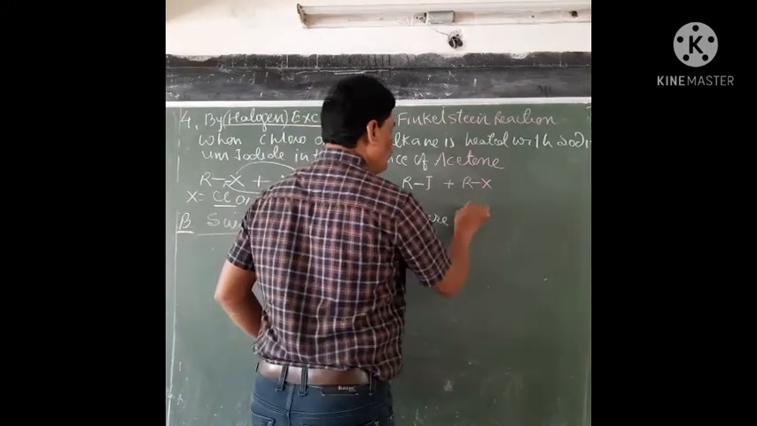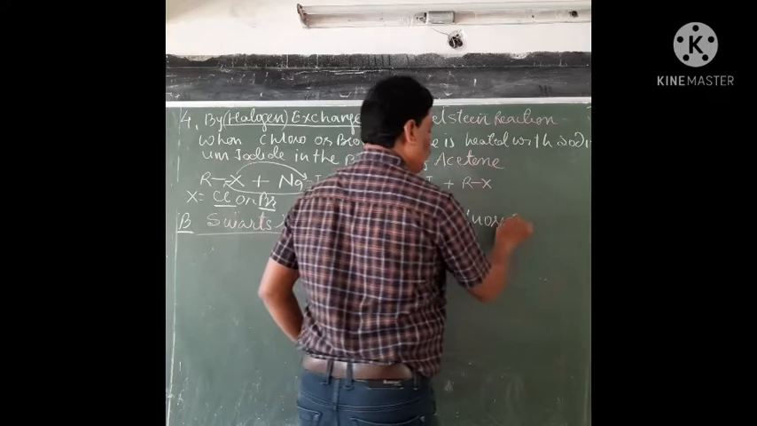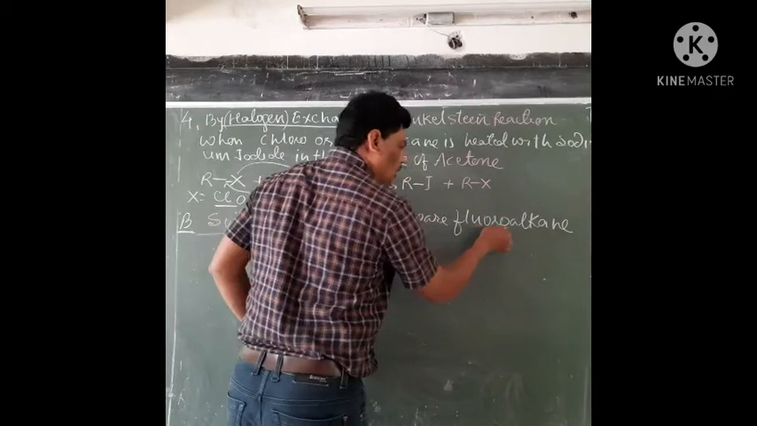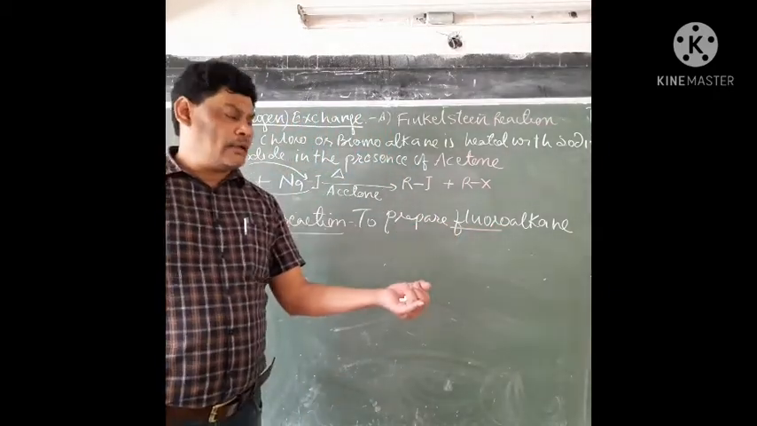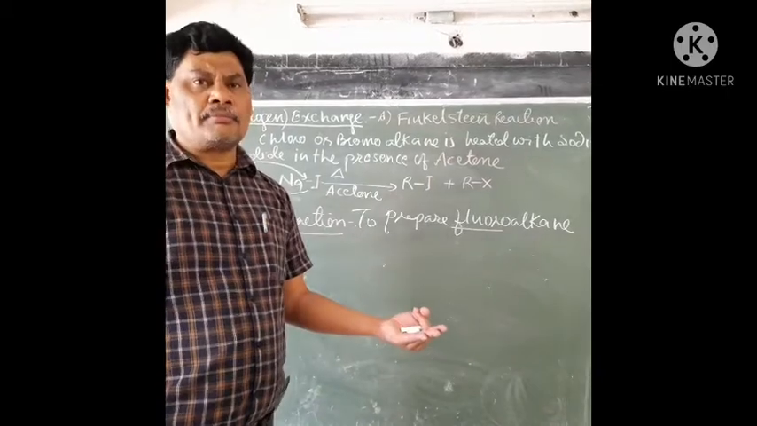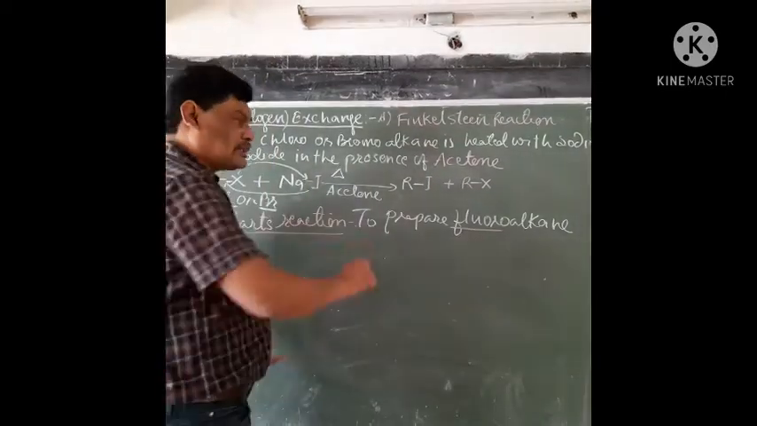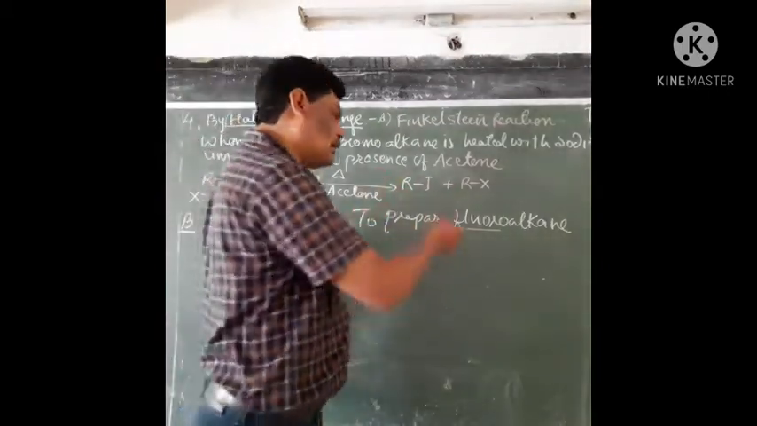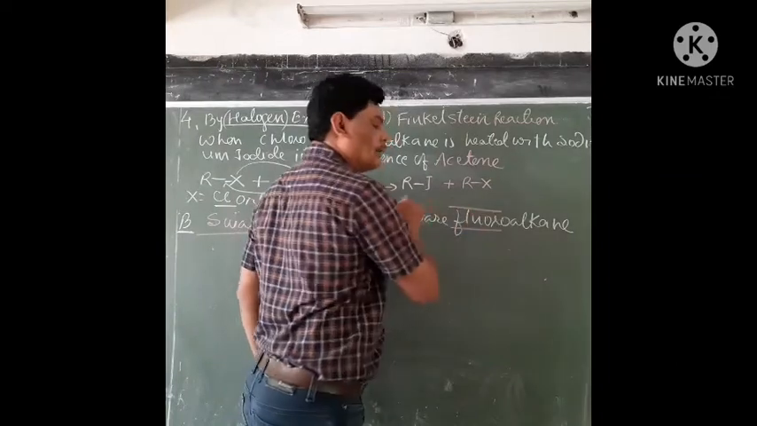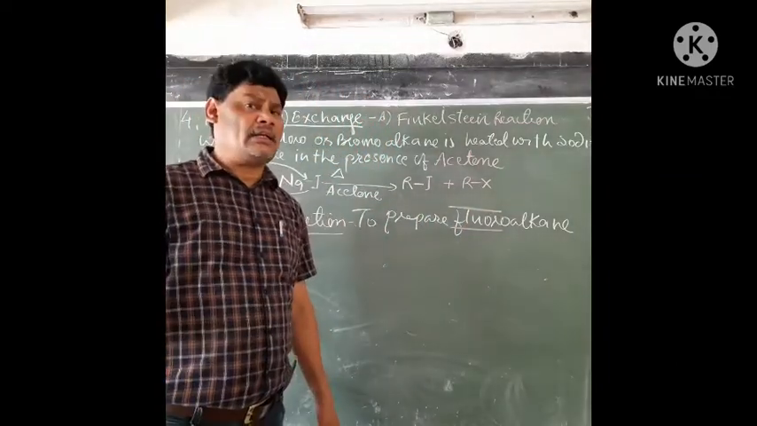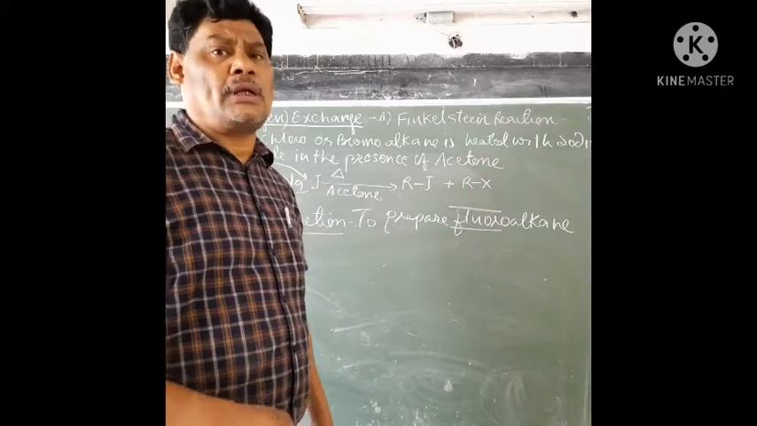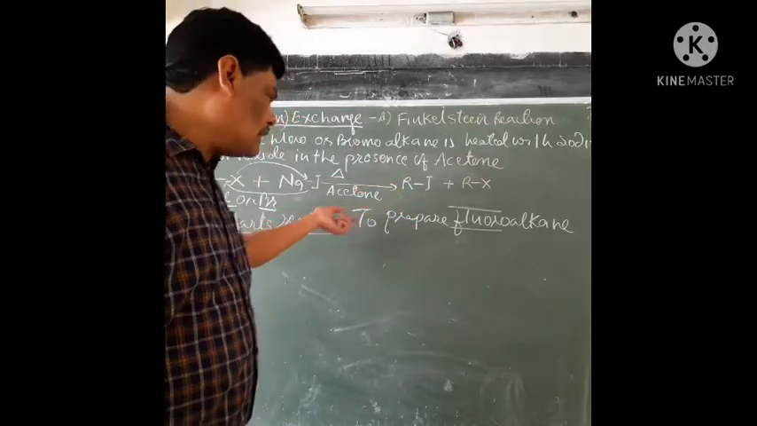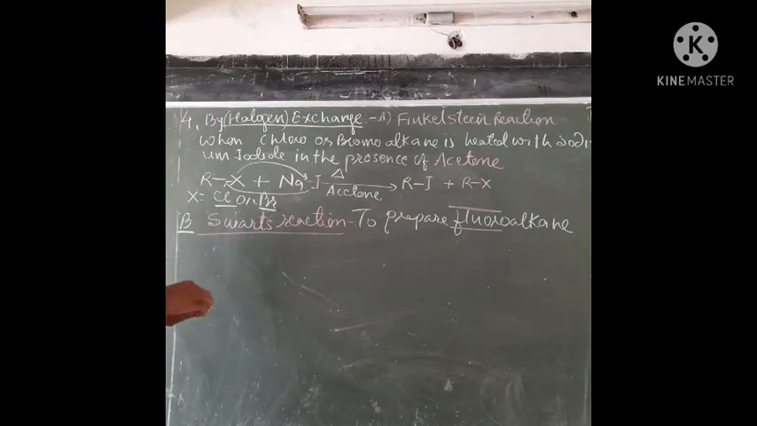Now, to prepare chloroalkane. Student, in the earlier methods, we have learned how to prepare chloroalkane, bromoalkane, iodoalkane. But still one of the haloalkanes remains, which is what? Fluoroalkane. Student, the fluoroalkane cannot be prepared by the direct method because fluorine is extensively reactive. Therefore, it is prepared according to Swarts.